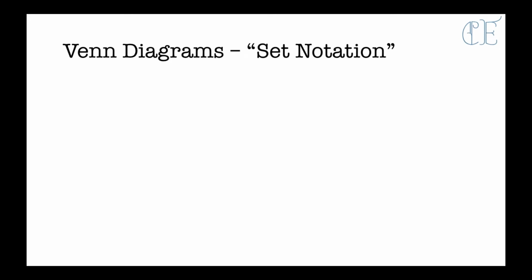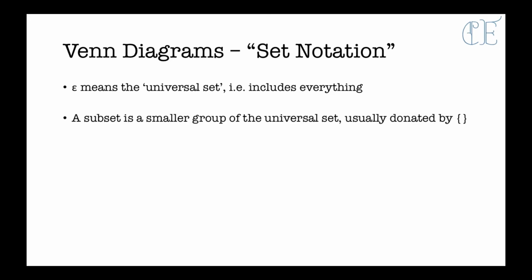It's a good idea to take some notes here, because you'll need to remember what these are. This symbol here means the universal set, and it means that's all of the data that we're going to be looking at within the Venn diagram. A subset is a smaller group of the universal set, and it's usually made clear by brackets like this.